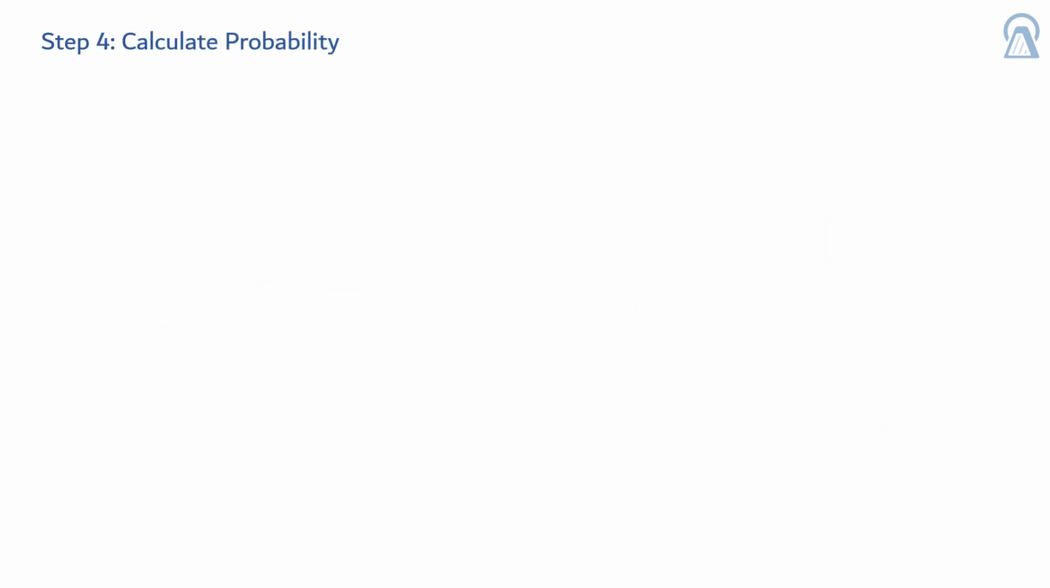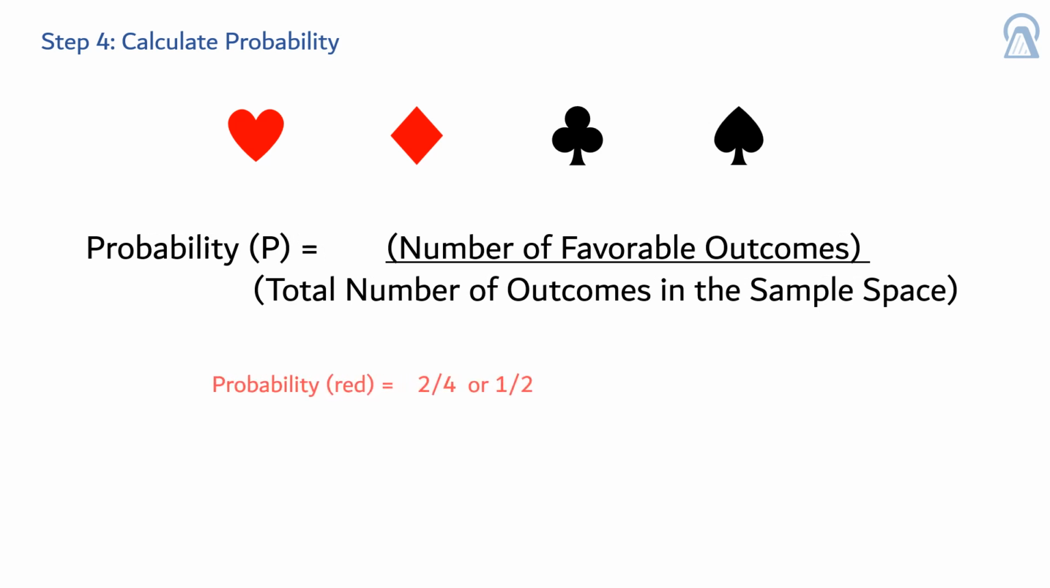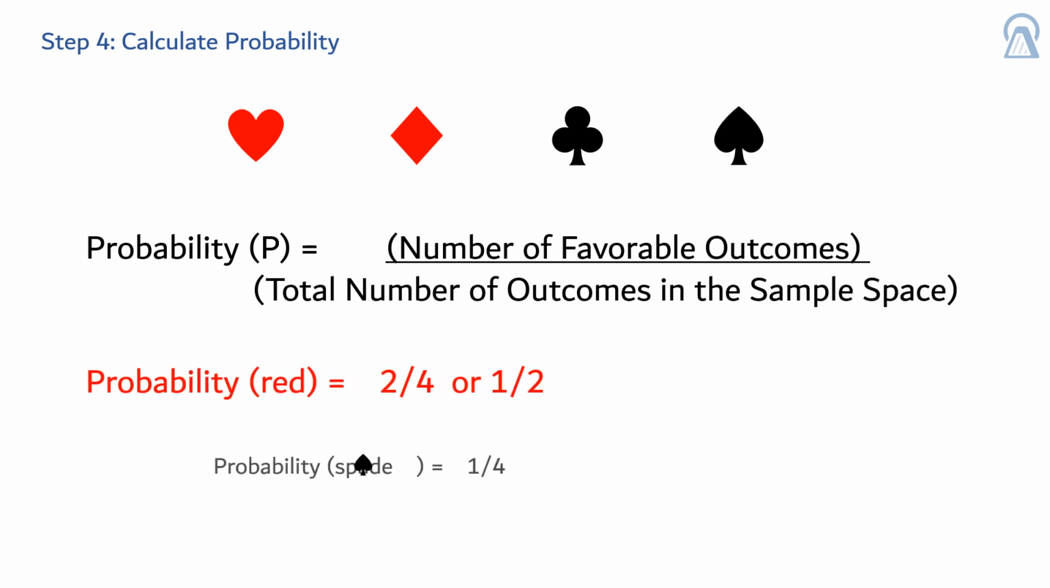Step 4. Calculate probability. You calculate the probability using the formula. Probability, P, equals number of favorable outcomes divided by the total number of outcomes in the sample space.